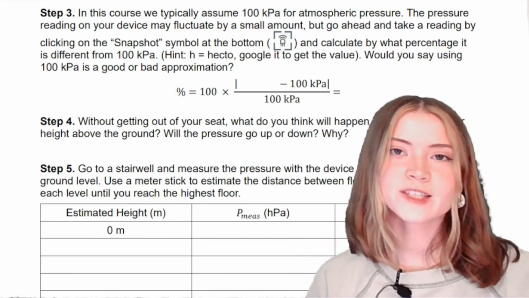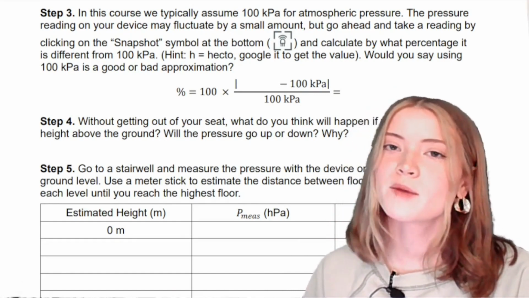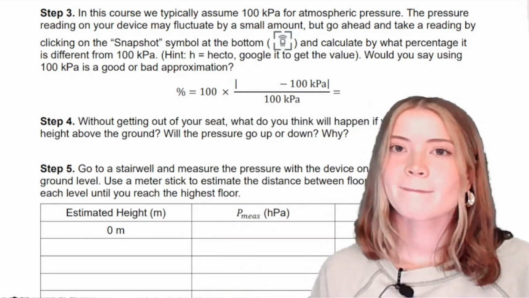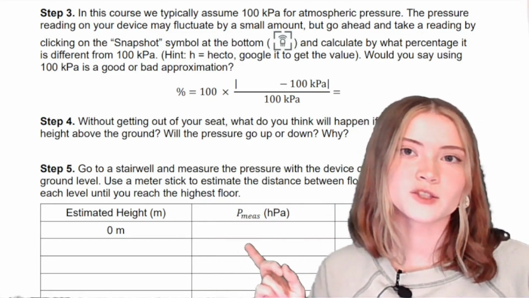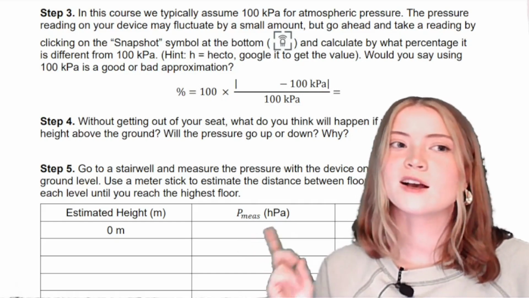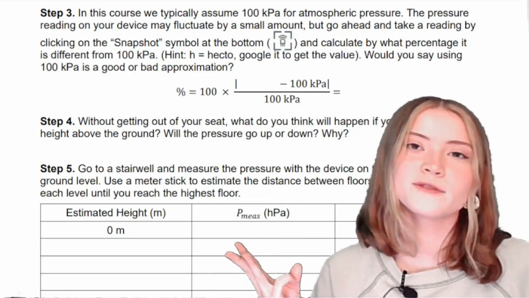Now in step 5, we'll test our prediction by going to a stairwell and taking pressure and height measurements as you go up. And the only things you'll need to do this experiment is your device with the Arduino Science Journal app downloaded, a meter stick or ruler to take your height measurements, and a stairwell with a few flights of stairs.